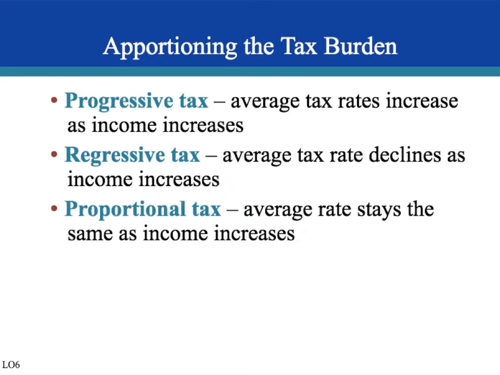Okay, so different tax rates. There's progressive tax, and so the tax rates increase as income increases. Regressive tax, tax rate declines as income increases. And proportional tax, and that's basically it stays the same as income increases. Here in the United States, we have a progressive tax, as we saw in that example. The higher your income is, then the higher the tax rate is in certain income brackets.